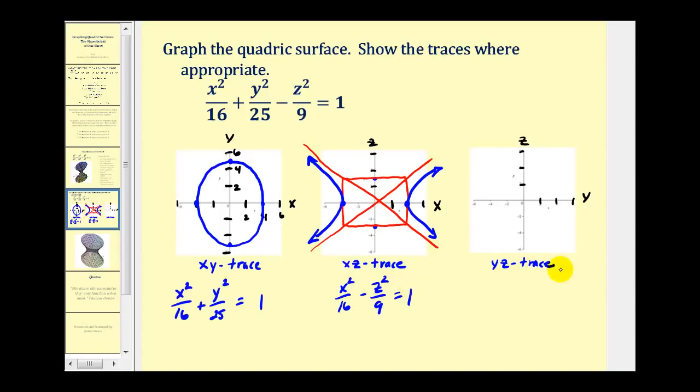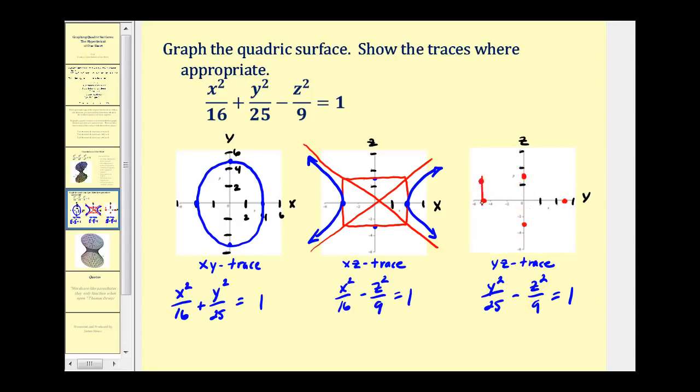And now for the yz trace, we're going to set x equal to 0. So we'll have y squared over 25 minus z squared over 9 equals 1. Again, we have another hyperbola. Since now the y-axis is horizontal, this hyperbola will open left and right. And since b squared is equal to 25, b is 5. So I'll plot a point 5 units to the right and 5 units to the left. Again, this is scaled by 2's. And c squared is 9, so c is 3. So 3 units up and 3 units down.